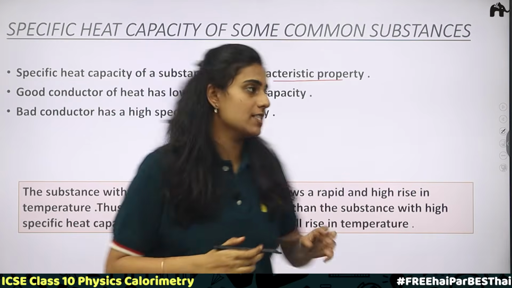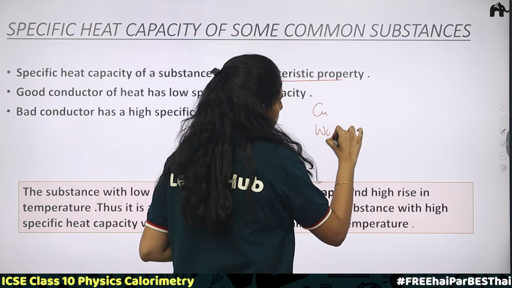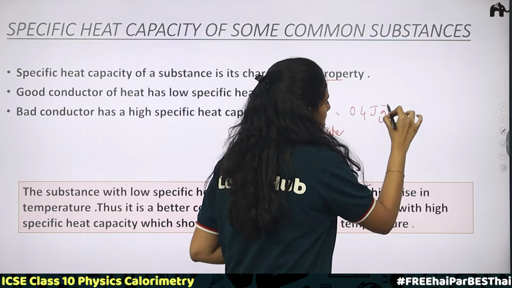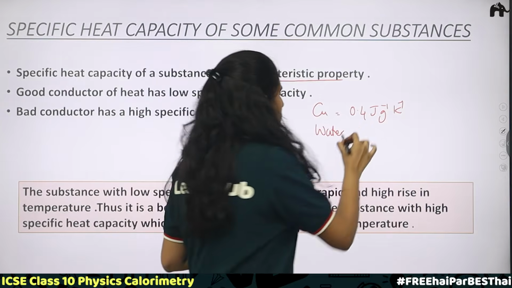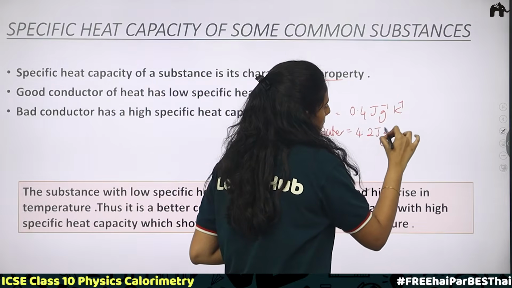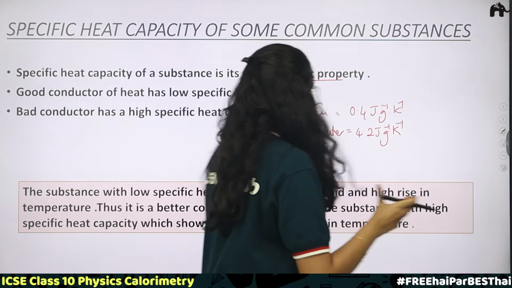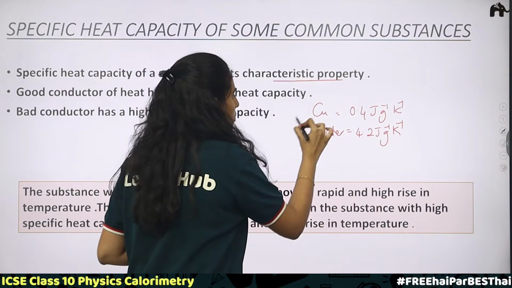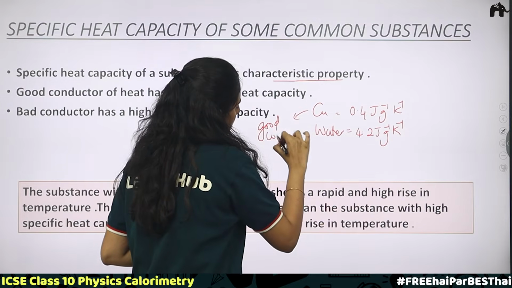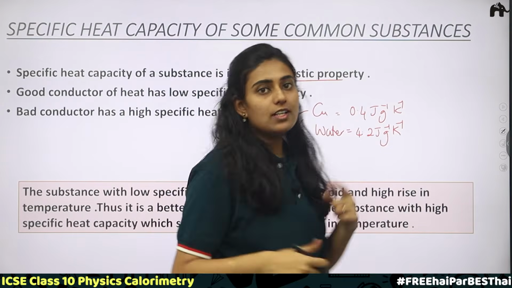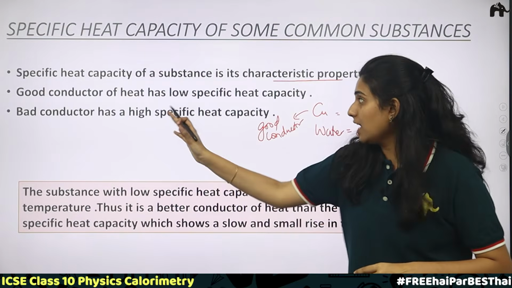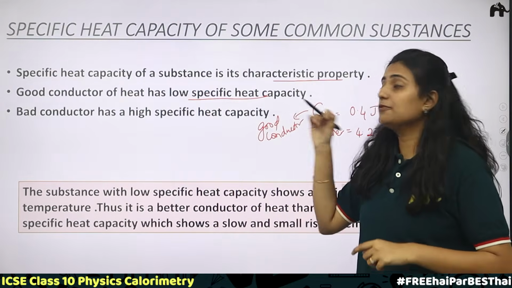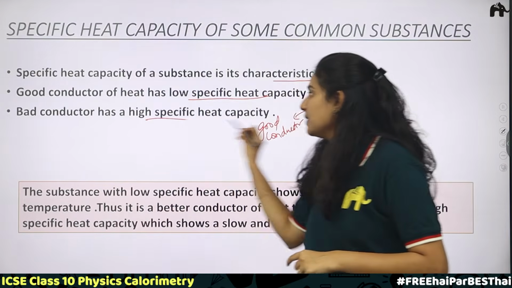For example, if you take copper and water, the specific heat capacity of copper is 0.4 joule gram inverse Kelvin inverse, and that of water is 4.2 joules gram inverse Kelvin inverse. That is, the specific heat capacity of water is greater than that of copper. Copper we know is a good conductor. What about water? Water is a bad conductor. So remember this point: a good conductor of heat will have low specific heat capacity, and a bad conductor of heat will have high specific heat capacity.